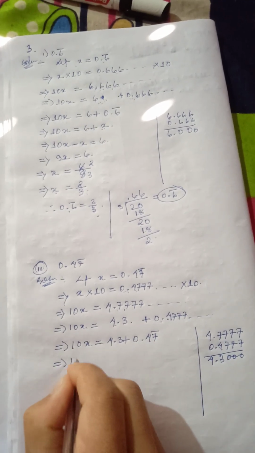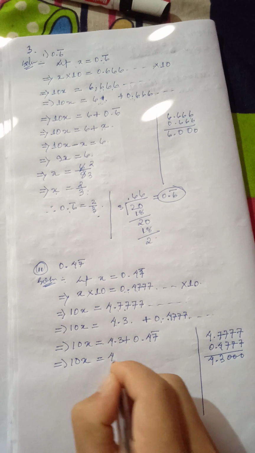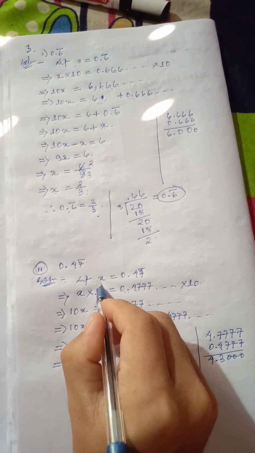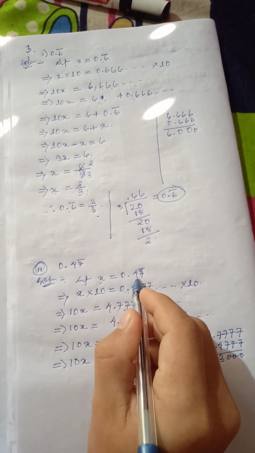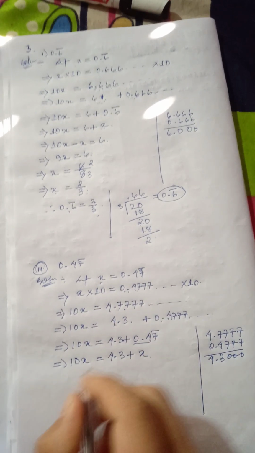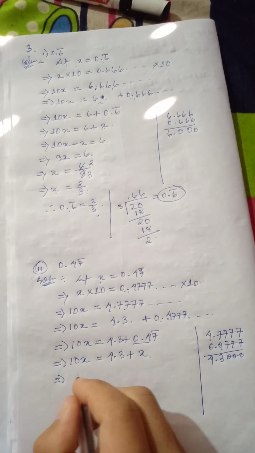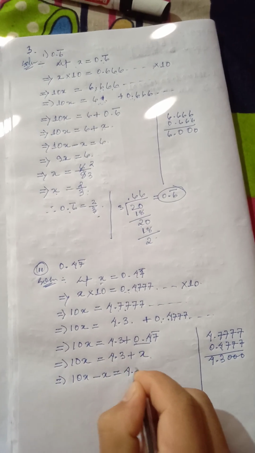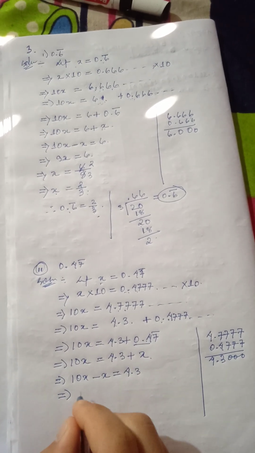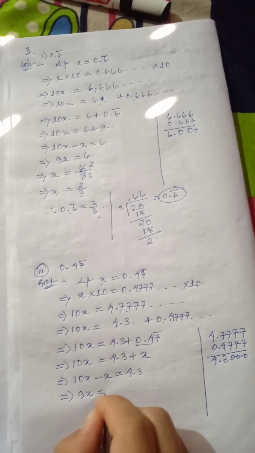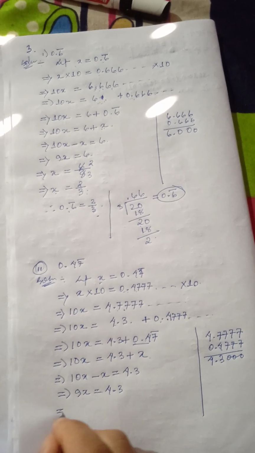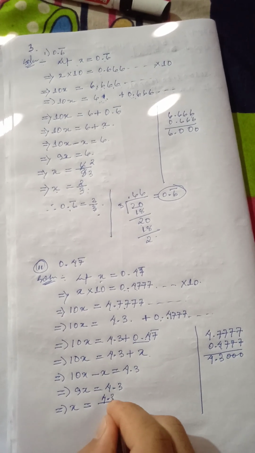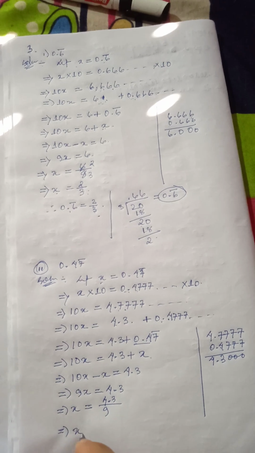All right, and then 10x equal to how much? 4.3 plus how much will it be? Actually this is equivalent to this, we just named it x equal to 0.47 bar, so we have to keep x here in place of this number. Okay, 10x minus, if it goes to that side, it will become minus x. Okay, equal to 4.3, that x minus x will give you 9x equal to 4.3. All right, and then x, if you move this 9 from the left to the right hand side, it will become divide. All right, and then x equal to how much?